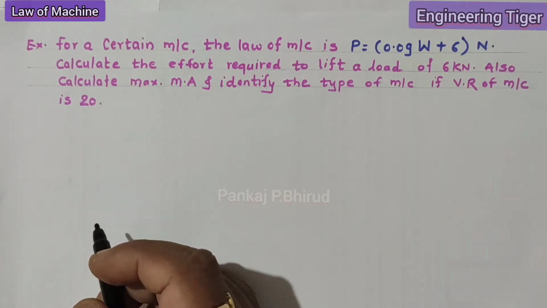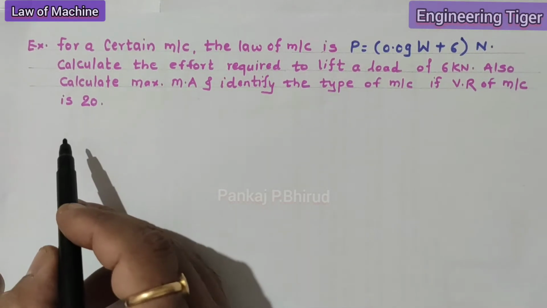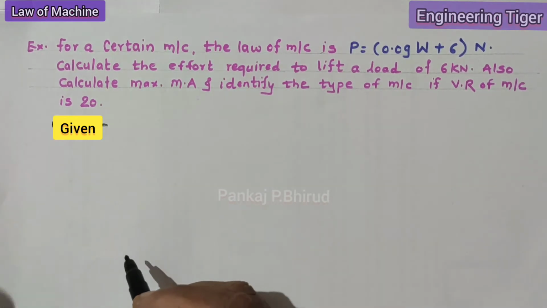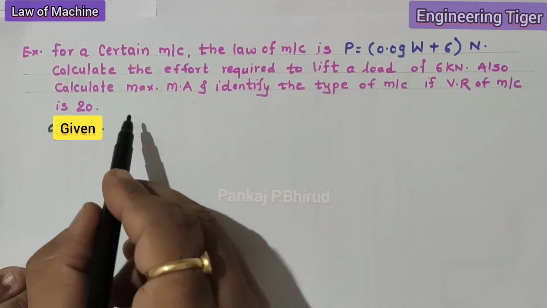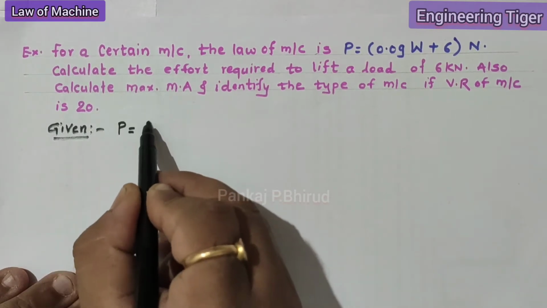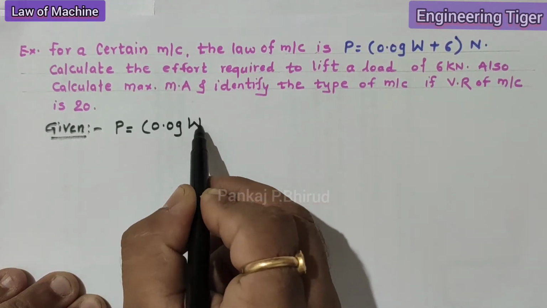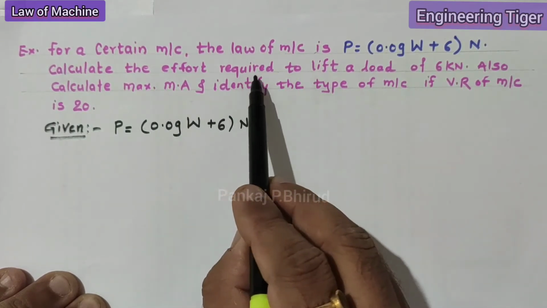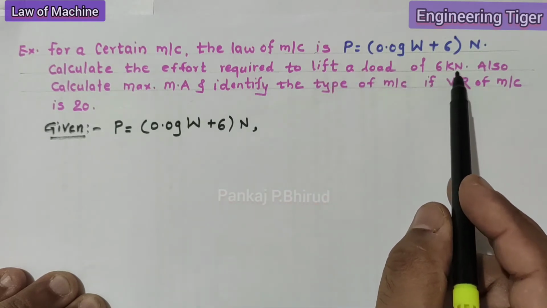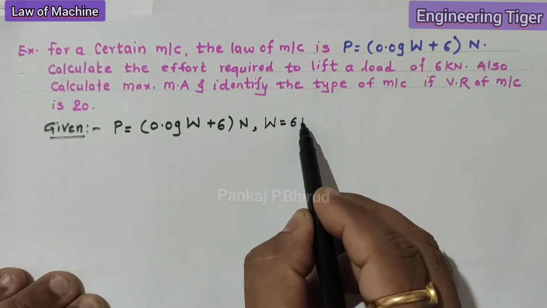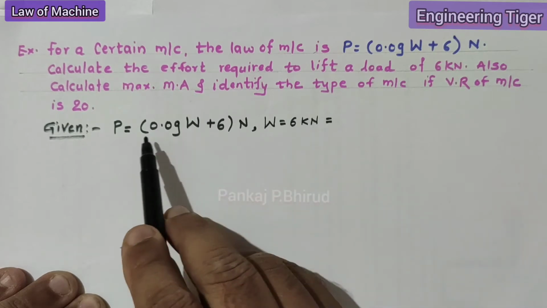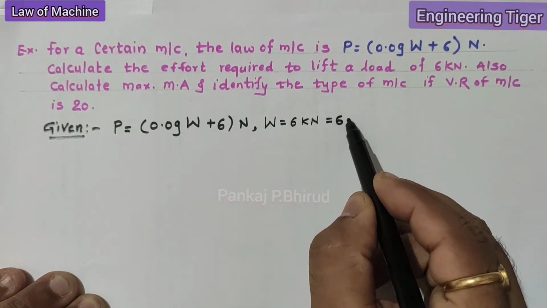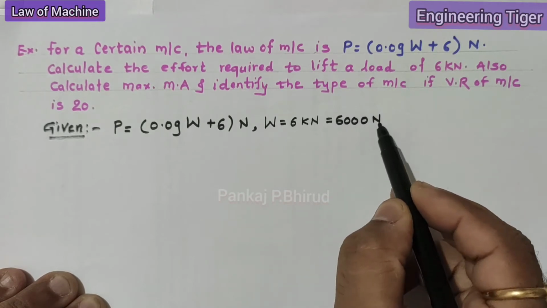So first of all, write down the data which is given in the example. So the given data: P is equal to 0.09 W plus 6 Newton. Then the load of 6 kilonewton means W equal to 6 kilonewton, converted into Newton because P is in Newton. So we will convert this W into Newton, so it will become 6000 Newton or 6 into 10 raised to 3 Newton.